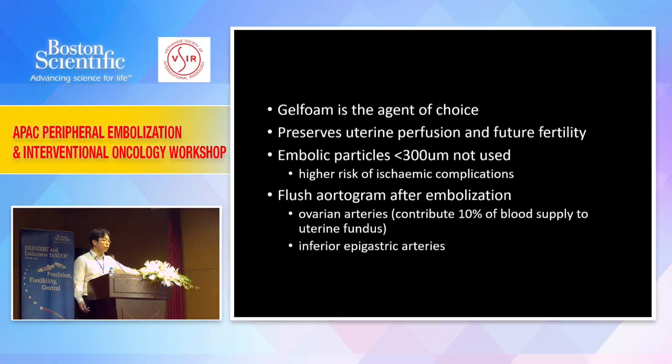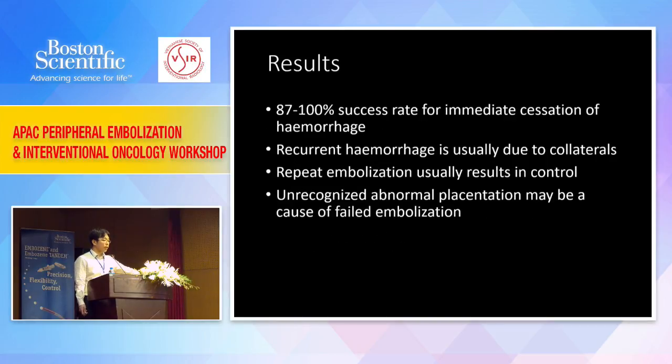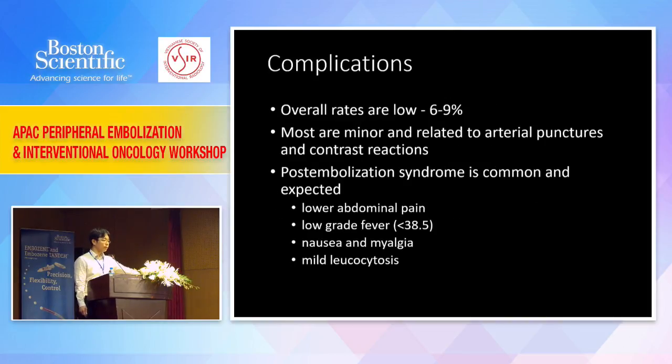And following that, we do a flush aortogram to see if there's any significant contribution to the uterine fundus from the ovarian arteries, and sometimes even cannulate the inferior epigastric artery if need be. Elsewhere, they show that the success rate is actually very high, and if there's any risk of recurrence, it's usually due to collateralization, and if need be, repeat embolization is always a possibility. Unfortunately, sometimes unrecognized abnormal placentation may be a cause of failed embolization.